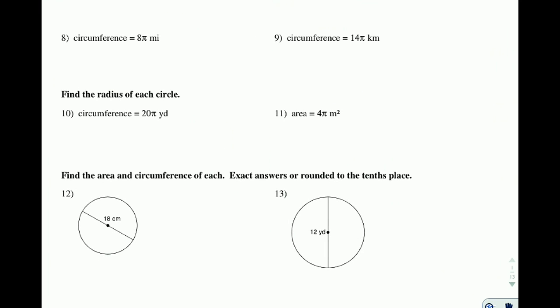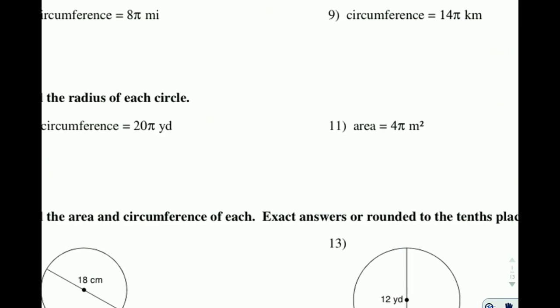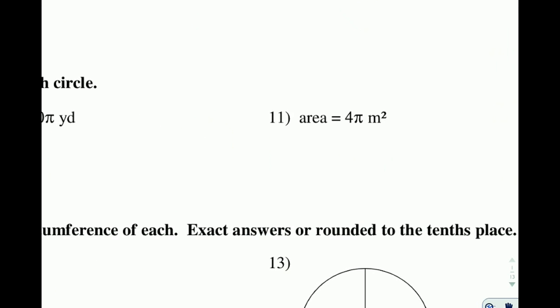Last one I'm going to do is number 11 here. We are given the area and we're supposed to find the radius of the circle. So I'm going to use the only formula I know for area, which is area equals pi times r squared. My area is 4 pi, so I'm going to plug that in. 4 pi is equal to pi r squared.